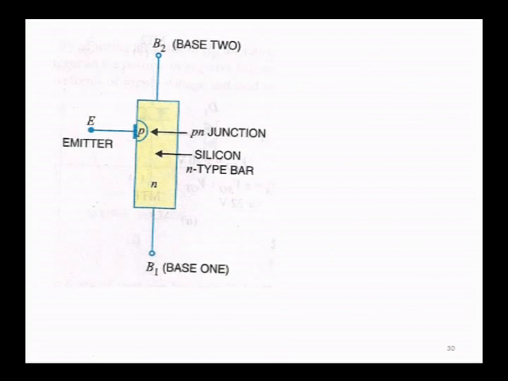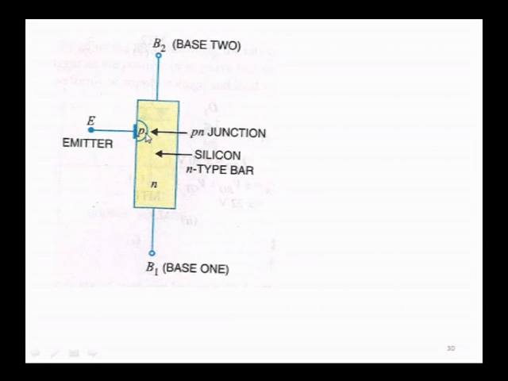Now, this is a little bit of theory about this UJT. It has an N layer in which heavily doped P-type semiconductor is diffused into this area. You can see the distance between B1 and emitter, and B2 and emitter. So, distance is more, resistance is more; distance is less, resistance is less. Now, we can see this is a PN junction, this forms your diode.